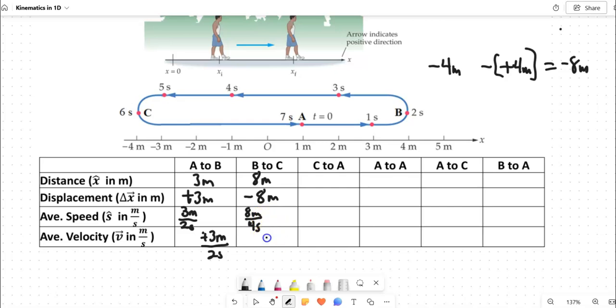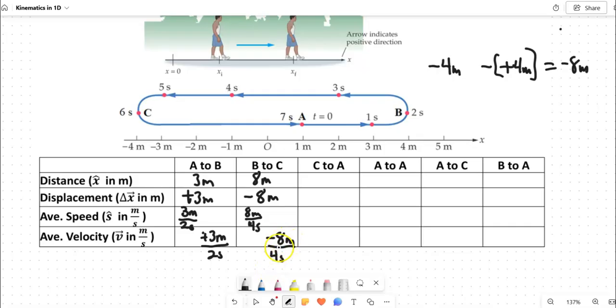But your displacement is going to be a negative 8 meter displacement. Your velocity is going to be a negative 8 meter displacement over the period of 4 seconds. Yes, I know that reduces down to negative 2 meters per second. But again, we want to talk about this properly.